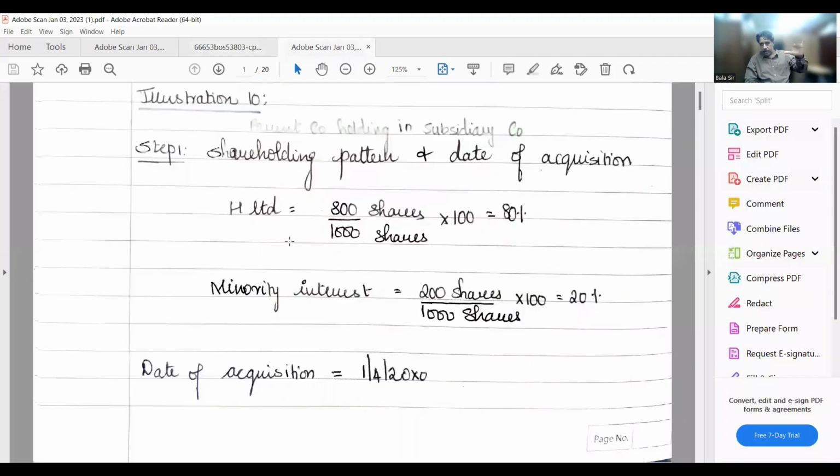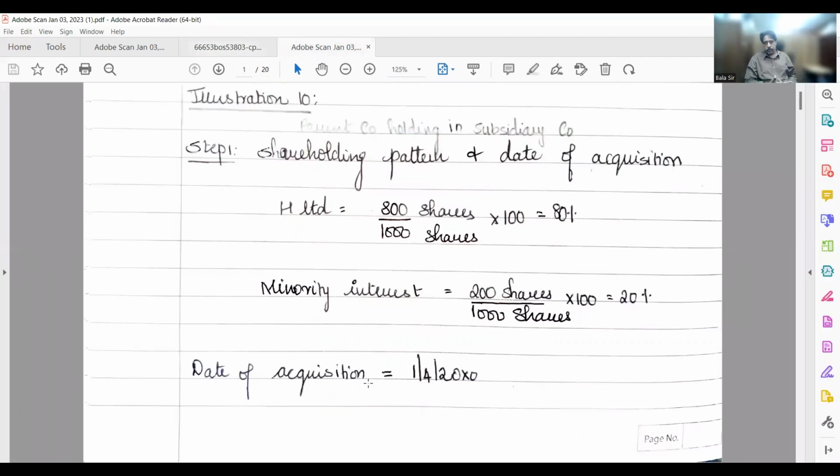Step number 1. Shareholding pattern and date of acquisition. H Limited: 800 shares upon 1,000 shares, 80%. You understood? Yes, sir.